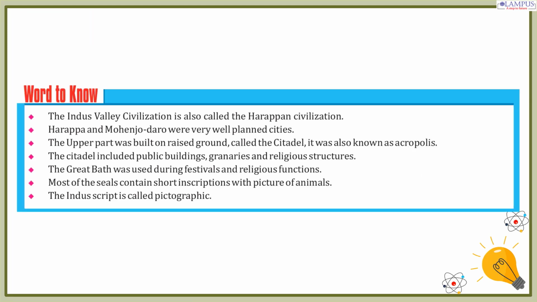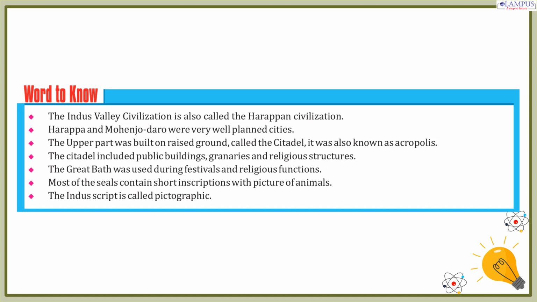Word to know. The Indus Valley civilization is also called the Harappan civilization. Harappa and Mohenjo-daro were very well-planned cities. The upper part was built on raised ground, called the citadel. It was also known as the Acropolis.